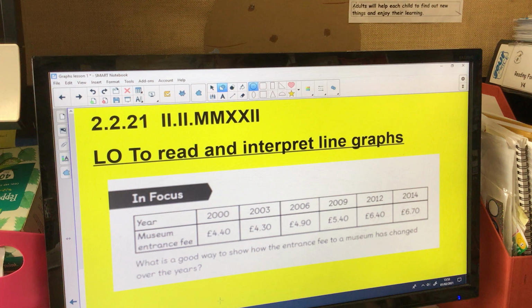We've got some information here to look at first of all. In focus task it says, what is a good way to show how the entrance fee to a museum has changed over the years? So here we've got some years, 2000, 2003, all the way to 2014, and here we've got entrance fee and how it's been changing. So in 2000 it cost only £4.40 to get into the museum, but in 2014 it cost £6.70. So we're going to look at that today. We're going to be thinking about this line graph because you've done so well so far with bar graphs. We're moving to line graphs today.